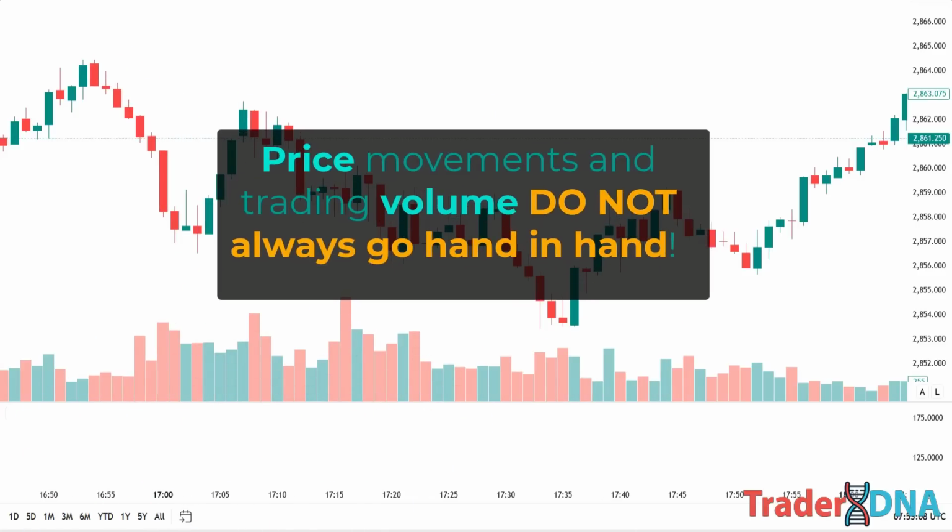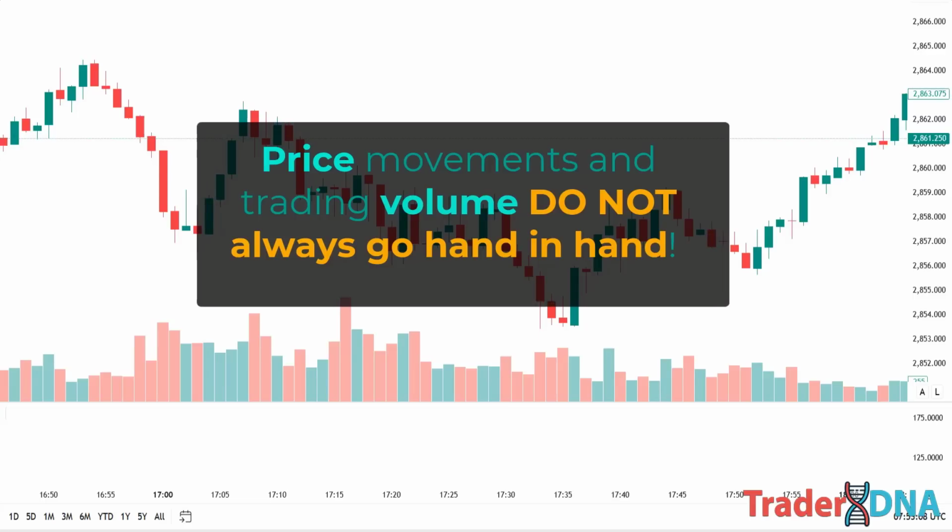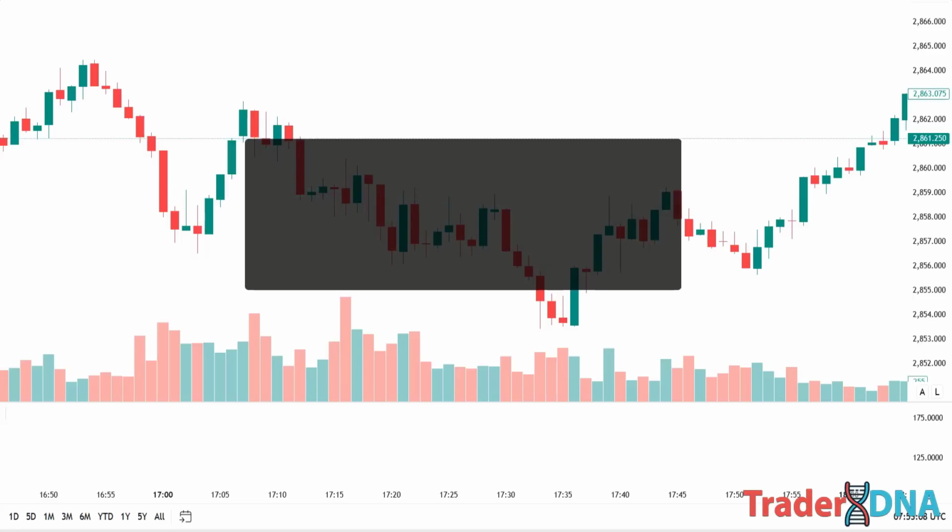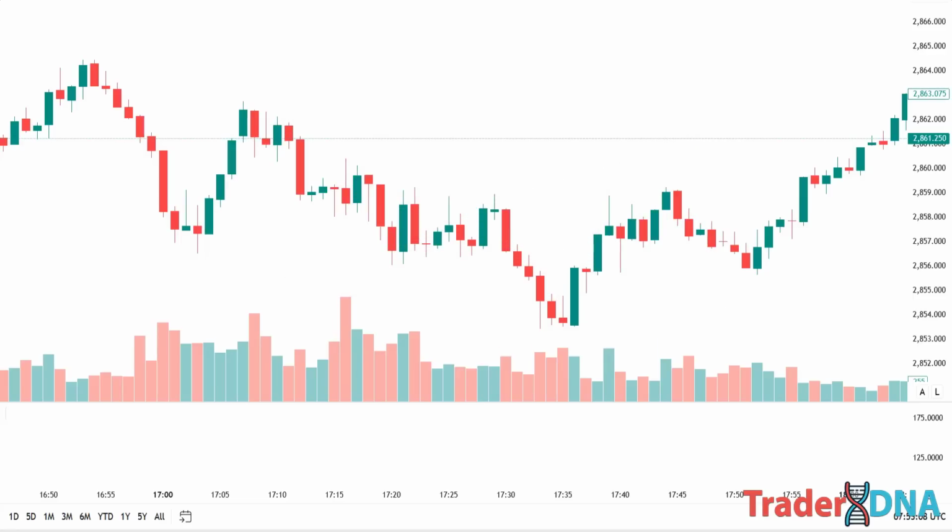Price movements and trading volume do not always go hand in hand. Just because a price is moving up or down significantly does not mean it's backed by high trading volume. And just because there's a huge spike in volume does not always mean the price will move dramatically. That's right. The market can make small price movements with massive volume backing them, and vice versa. It can make huge price moves with barely any volume at all.